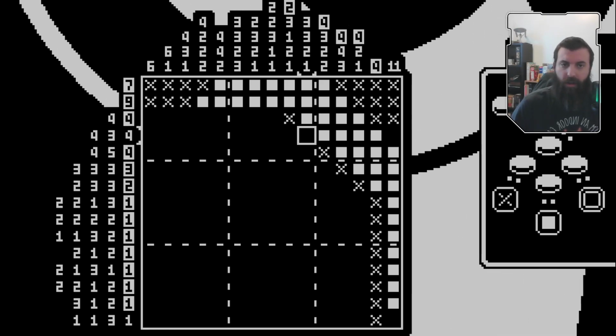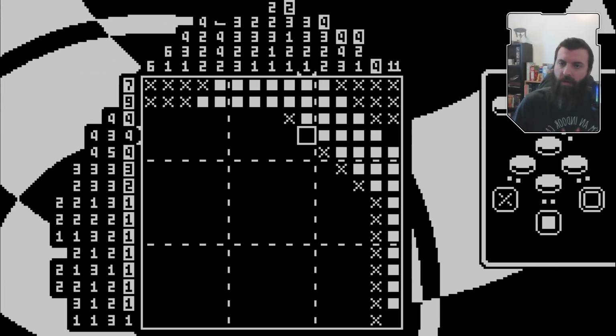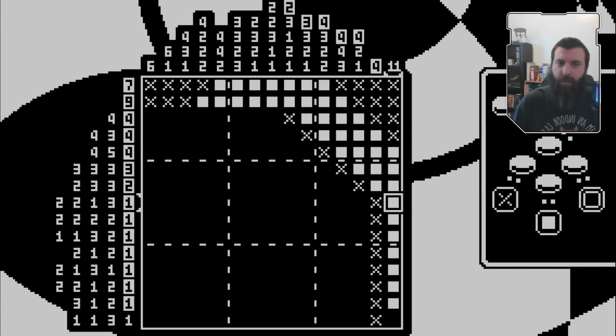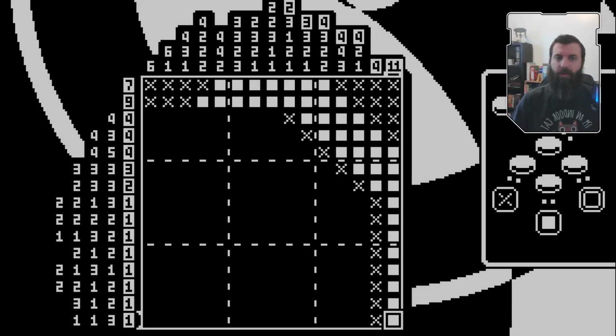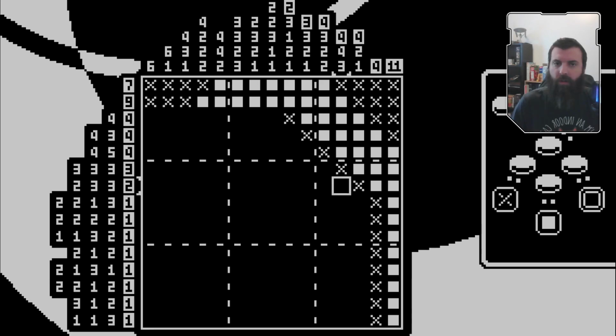Looking at this row, again, we can see, alright, this calls for a horizontal 4, 3, 4. Well, we've got a 4 there, so that means that has to be it. It does mean that our vertical 11 has to fill in that pixel, so we're done with those 2.